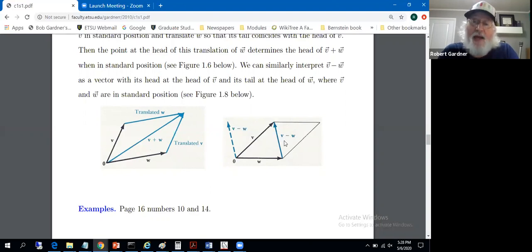And direction matters. We've got v minus w. Vector v minus w will have, in this interpretation, its head at the head of vector v and its tail at the head of vector w. So I could orient it in the other direction. If I did that, we'd have w minus v.